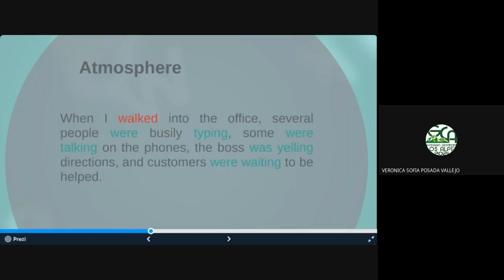Okay, Miss. Atmosphere. When I walked into the office, several people were busy typing. Some were talking on the phones. The boss was yelling directions, and customers were waiting to be helped.